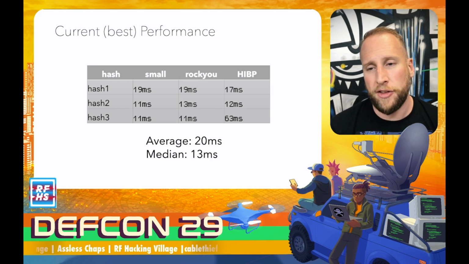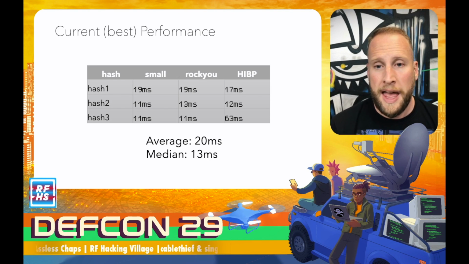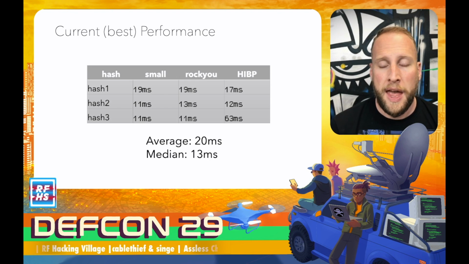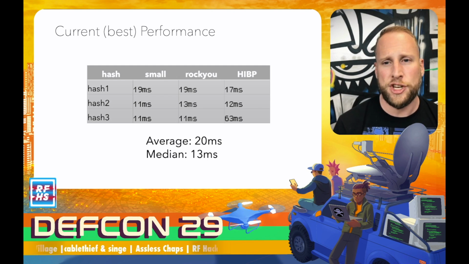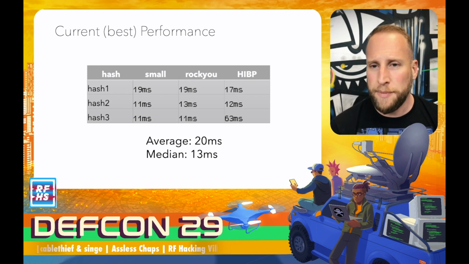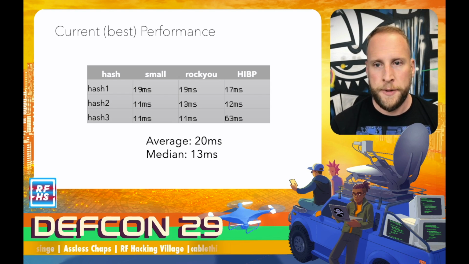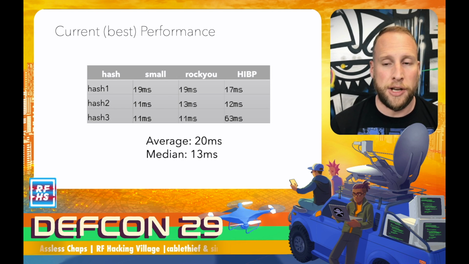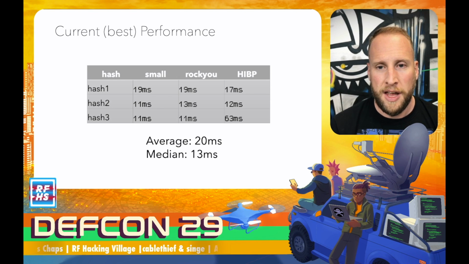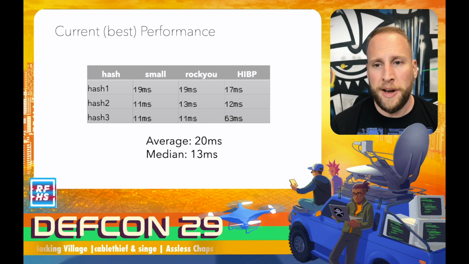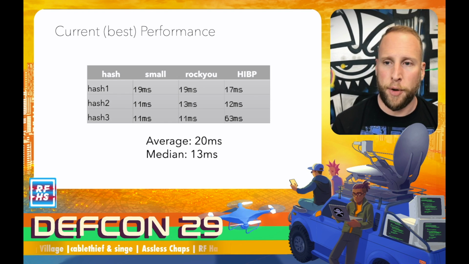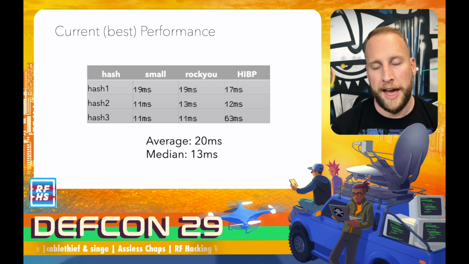So what this table is showing is, on the left, I used 3 different hashes. Hash 3 doesn't exist in those databases to simulate worst case performance. And then I used 3 different lists of hashes. The small private list was 2.6 million hashes. RockU is 13.8 million hashes, and Have I Been Pwned is 613 million hashes. And what you can see, other than the outlier in the bottom right of 63 milliseconds, it was generally between 11 and 19 milliseconds, which is pretty fast. The 63 milliseconds is worst case performance against Have I Been Pwned when it can't find the hash.